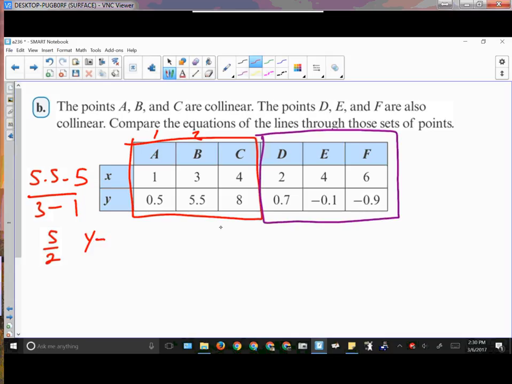Y minus y1, 8, is equal to 5 over 2 times x minus 4. Y minus 8 is equal to 5 over 2 x. Now when I multiply here, 2 cancels with the 4. I get a 2. 2 times 5 is 10. Add 8. Add 8.